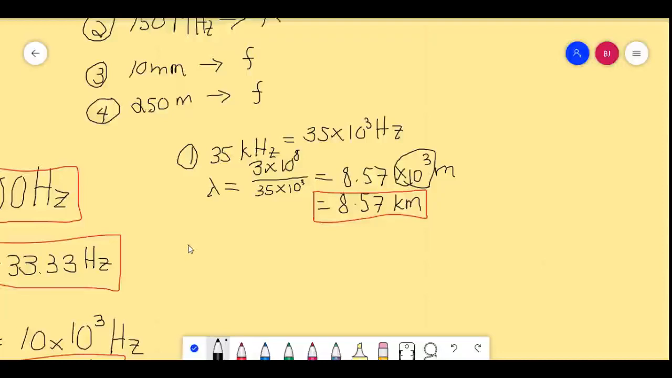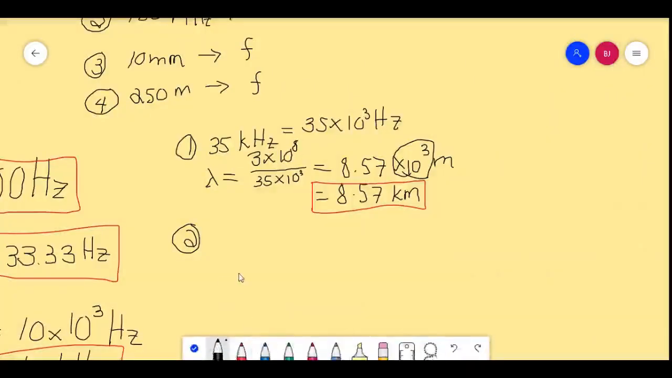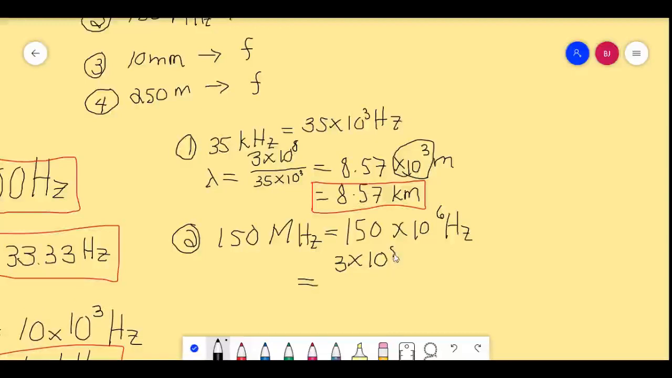Next, let's go to the second question. So the second question, we have 150 megahertz. Convert this first into exponential notation, since we're still having problems with engineering notation. So we'll have 150 mega. If you look at the table, it's times 10 to the 6 hertz. We are to use the same formula. The 3 times 10 to the 8 is a constant, so we won't be doing anything there. And we just write in the 150 times 10 to the 6 at the bottom.